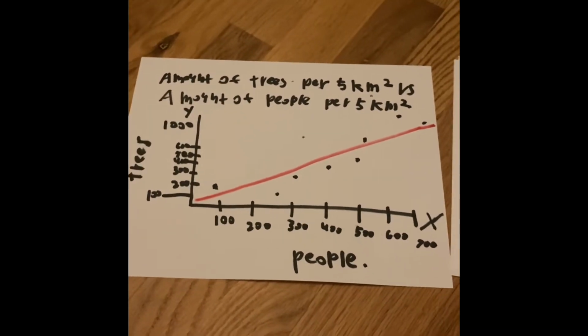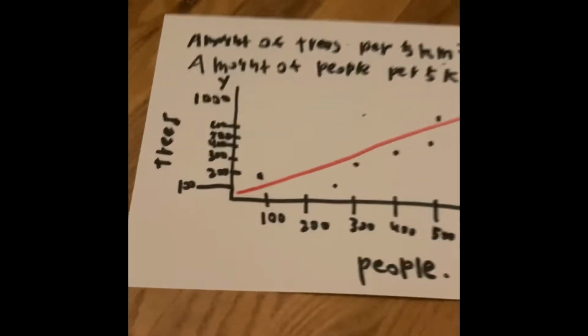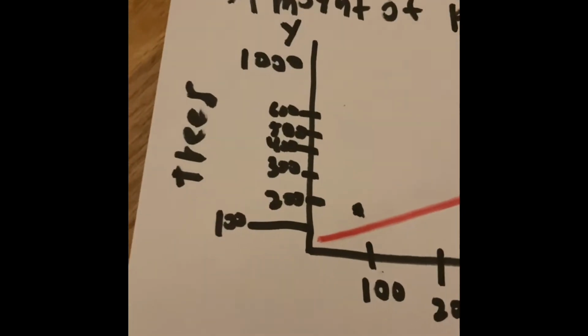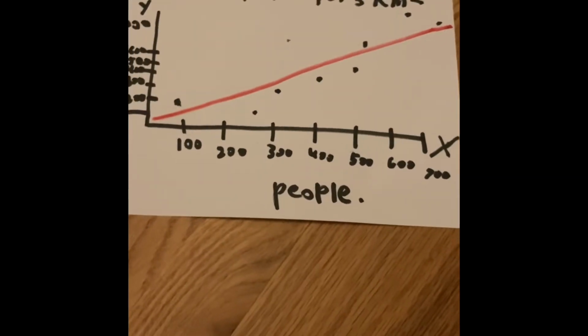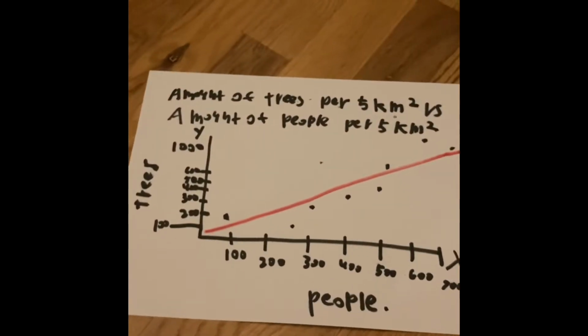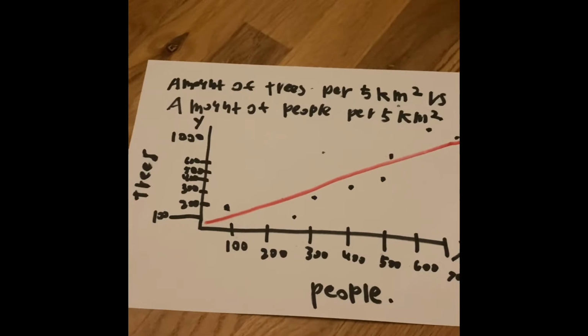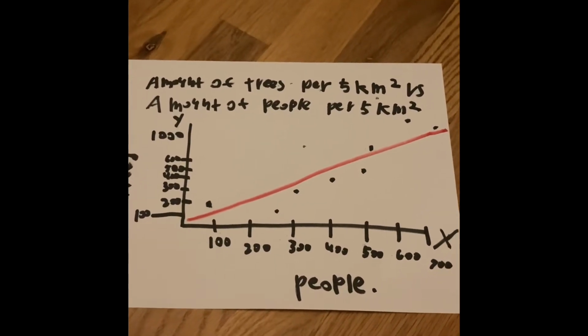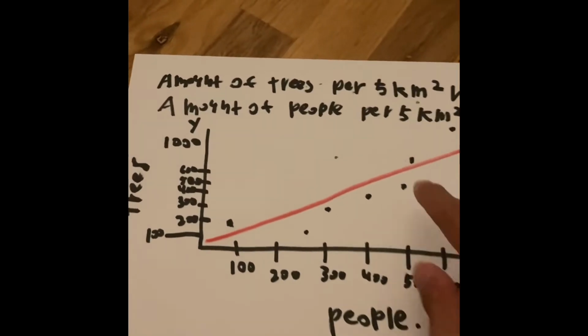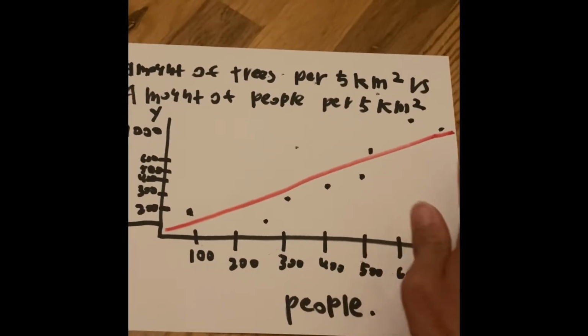So now we're going to guess a few things. Here is our y variable, the number of trees. And here is our x variable, the number of people. What we're going to do is see what happens if we guess an unknown point on this graph and see where it lands near the trend line.